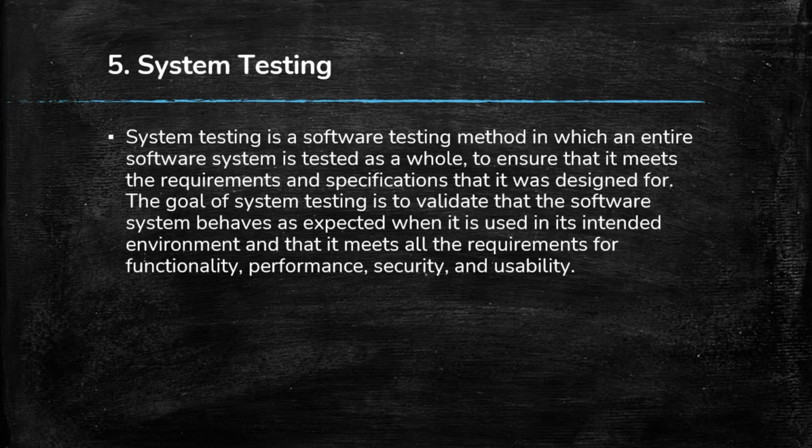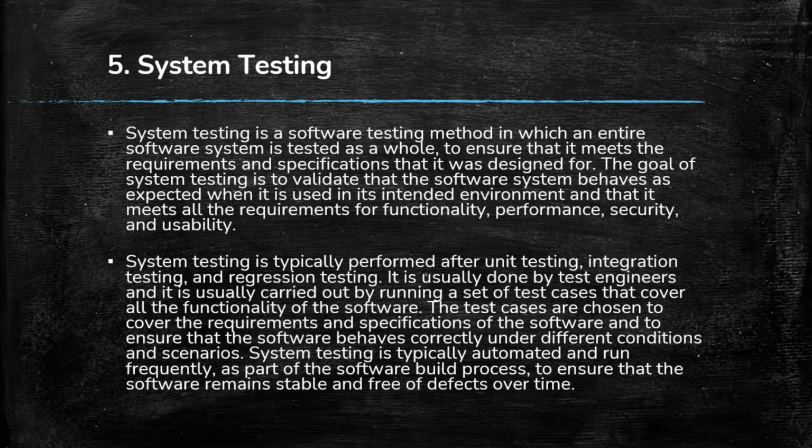Again, system testing is the part of the test engineer. You have to validate everything, check everything, and compare the expected result with the actual result to make sure everything is correct. System testing is typically performed after unit testing, integration testing, and regression testing. It is usually done by the test engineers, and it is usually carried out by running a set of test cases that cover all the functionality of the software.